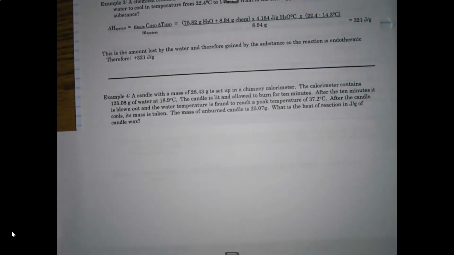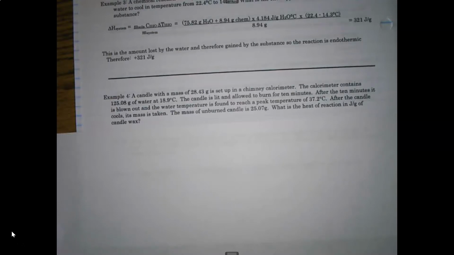Okay, last example, now I have chemical is separate from the water. Okay, so there's two examples of where we had the chemical in the water. Here's an example where the chemical is not in the water, and we're actually going to do something like this a little ways down the road as well. So we've got a candle with a mass of 28.43 grams set up in a chimney calorimeter. You're going to see what a chimney calorimeter is later on. The calorimeter contains 125.08 grams of water at 18.9 degrees Celsius. Candle is lit and allowed to burn for 10 minutes.